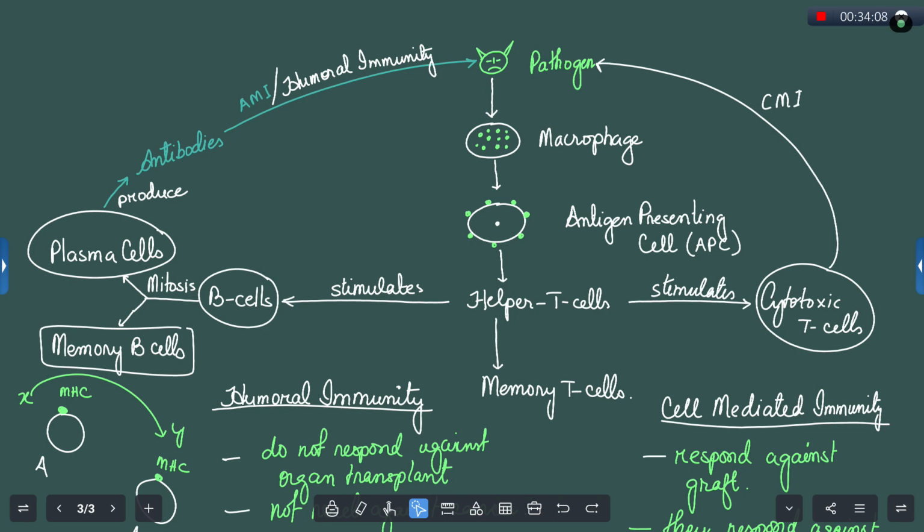When the body encounters a pathogen for the first time, the immune system responds against it, and we call it the primary immune response. Will that be slow or fast? It will be very slow, and it will be a low intensity response. In that case, the virus or the bacteria might win the battle.